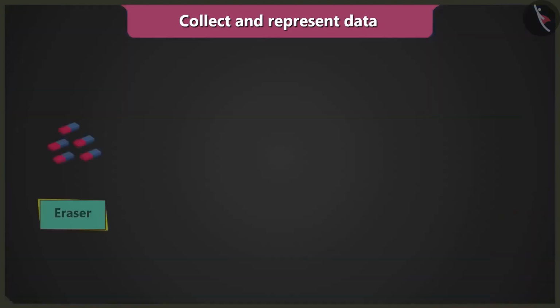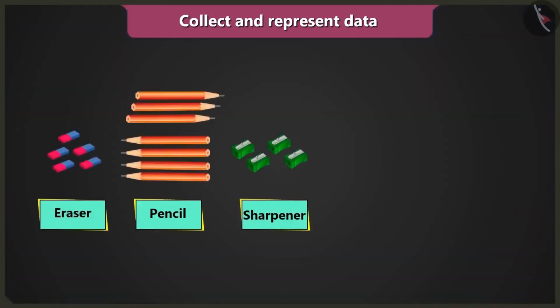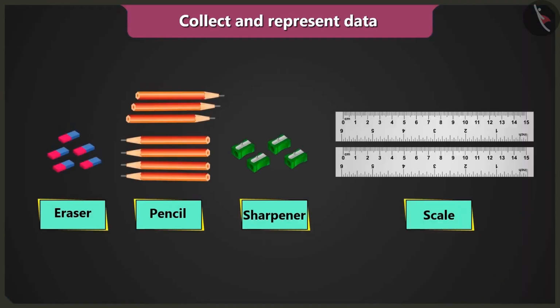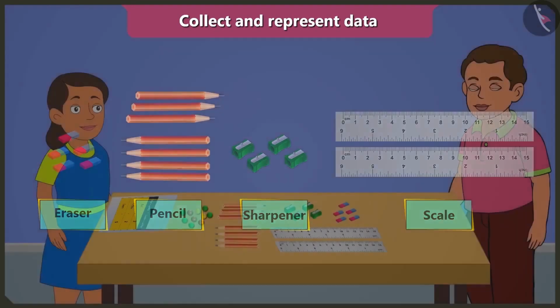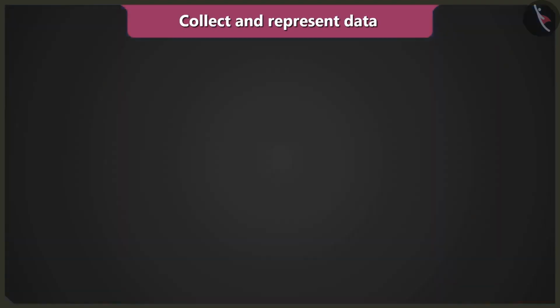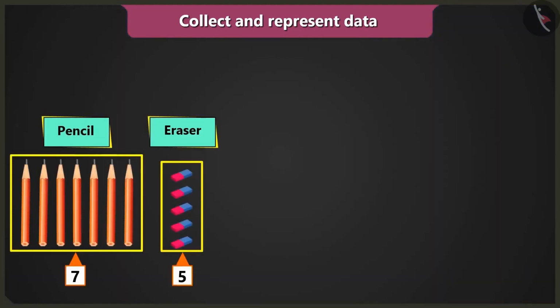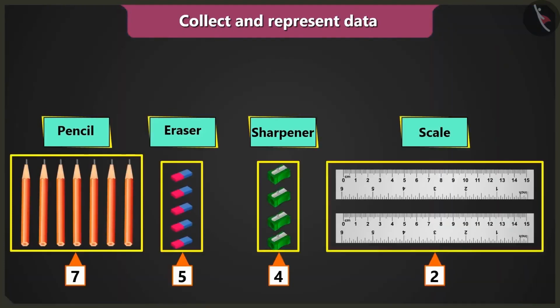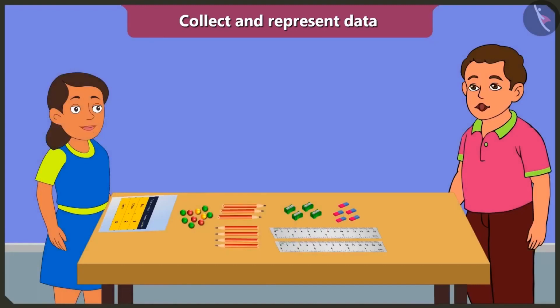Bunty, this way I can easily know how many erasers, pencils, sharpeners and scales I have. Yes, let me teach you one more way to collect the data and fill it in the table. Definitely. Firstly, you have to group the given objects whose data you wish to collect. I have 7 pencils, 5 erasers, 4 sharpeners and 2 scales. Now, you have to create a table for the same.